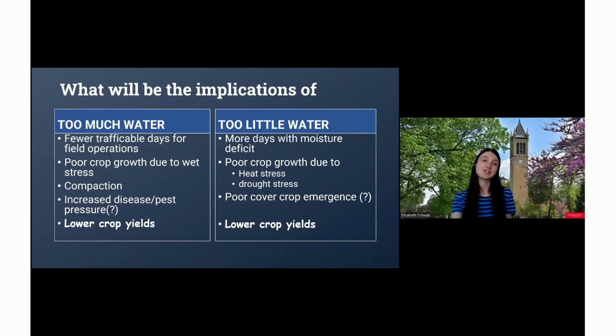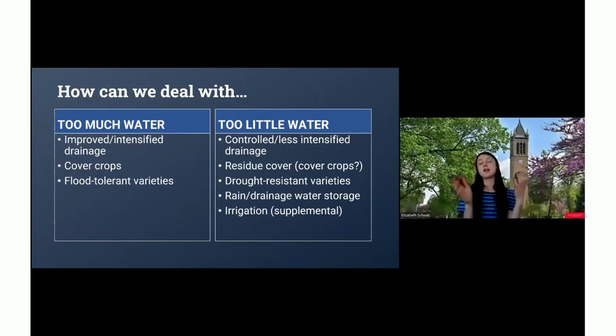Today, I'm not going to read through all the details of each of these slides because I really want to present this broad overview. I'm talking about how we can deal with these issues. So in the case of too much water, we can think about changes to our crop varieties, or as is the point for a drainage-focused extension program, thinking about what changes we can make to our drainage systems. In the case of too much water, and we've talked about this already, we might think about improving or intensifying current drainage systems to move that water faster during times when it needs to get off the field.